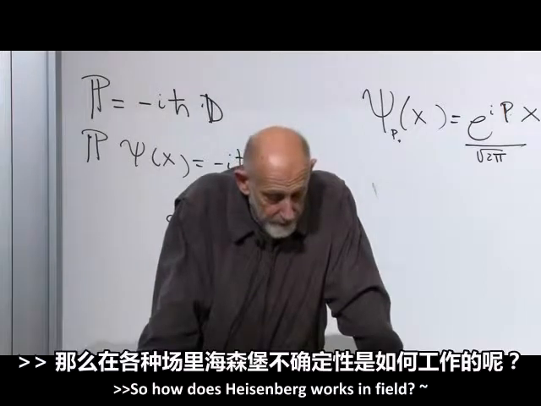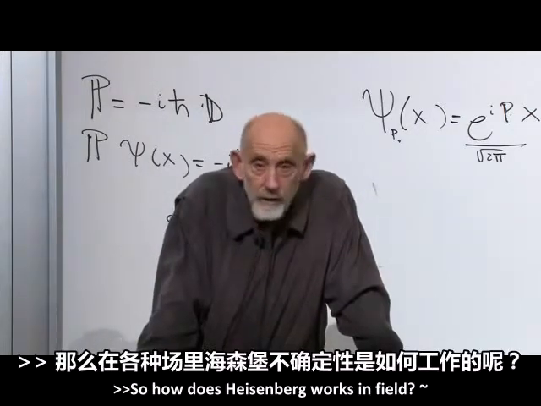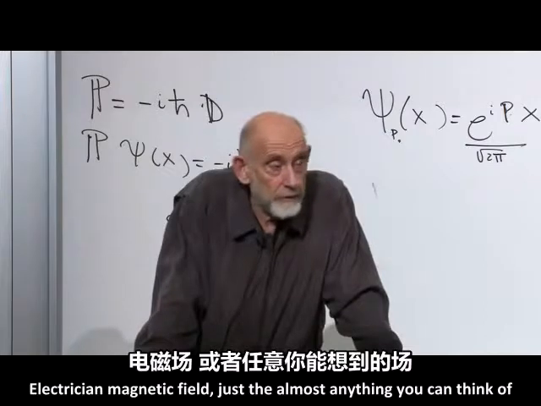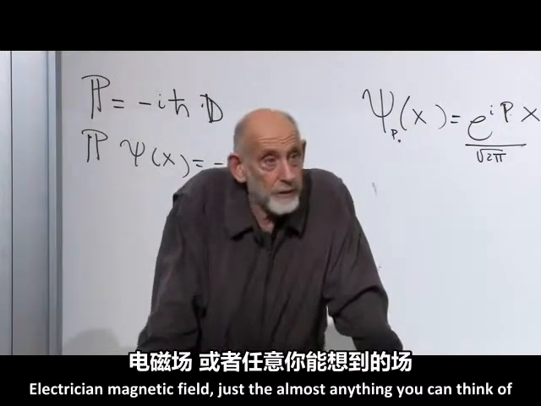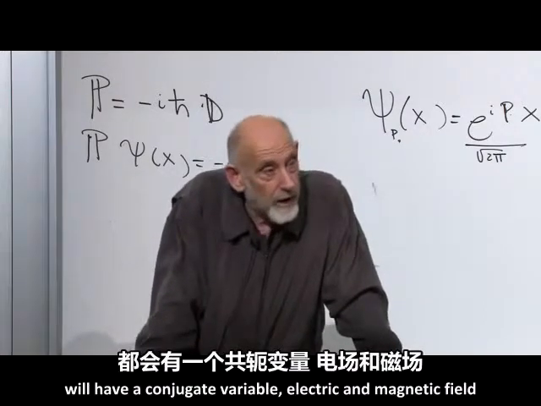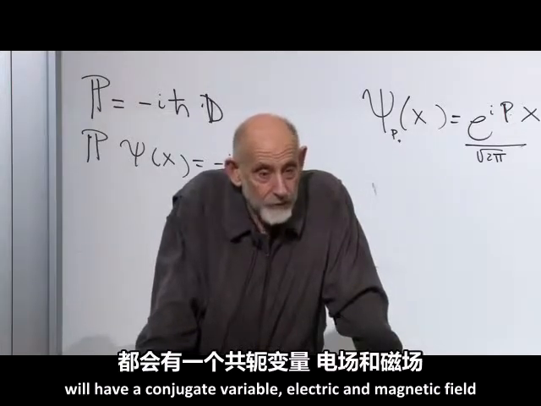So, yeah, it is. What other Heisenberg pairs are there that I might not be aware of? Electric and magnetic field, just almost anything you can think of will have a conjugate variable. Electric and magnetic field.